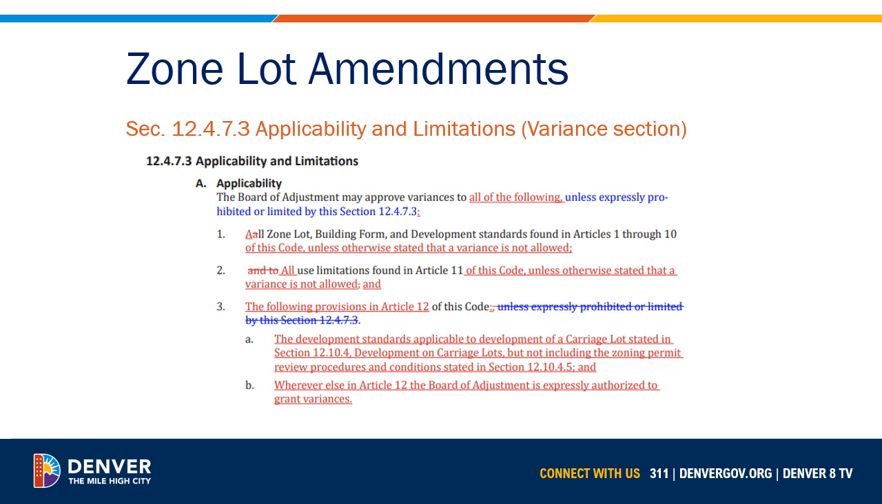The addition of item 3 in the applicability section gives the Board of Adjustment the authority to grant variances to procedures in Article 12. In the case of zone lot amendments, the explicit description in 12.4.4.5.E that says that zoning relief is available for zone lot amendments gives the board that express authority described in 3.B.